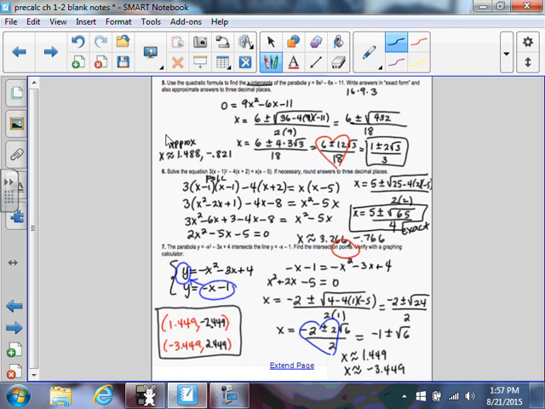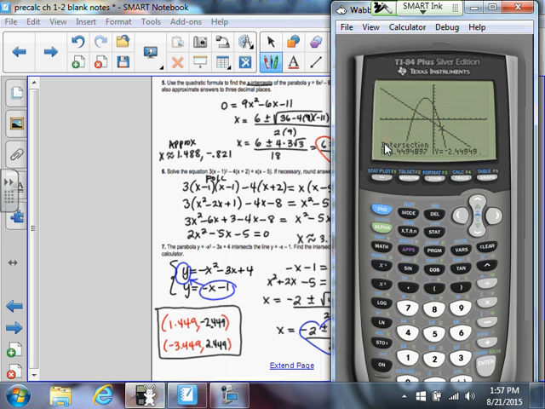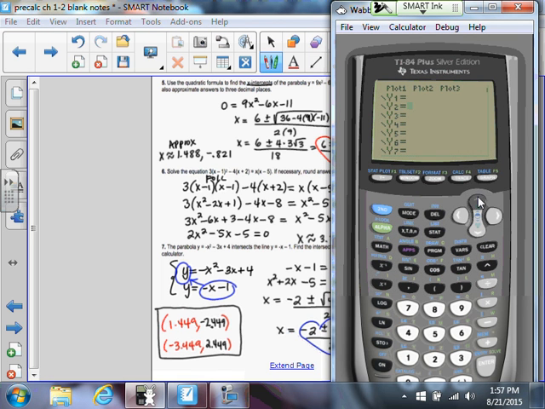So number 5 says, use the quadratic formula to find the x-intercepts of the parabola. Okay, I know we did that one last class. But if we're finding the x-intercepts of a parabola, we're going to go into our calculator, hit y equals, and we're going to clear it out. So clear out the first one, and clear out the second equation. Then we're going to put in that 9x squared. So 9x raised to 2 minus 6x minus 11.